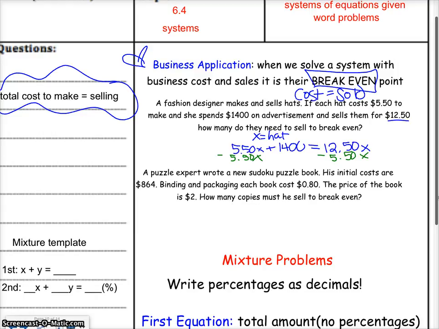Remember, you move the smallest variable first. And 12.50 take away 5.50 is 7. So 1,400 is equal to 7 times the hats. And then you divide by 7 and you get 200 equals x. But you need to connect that to the real life application we're talking about. That means she needs to sell 200 hats to break even.